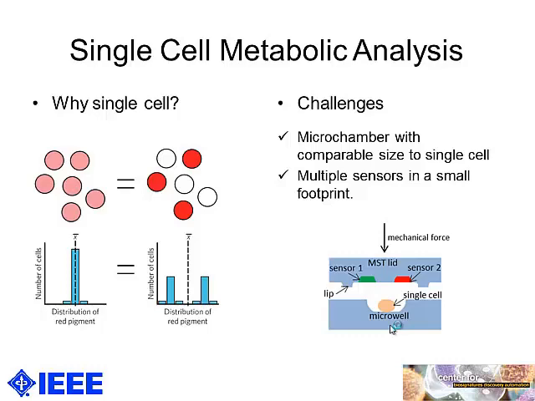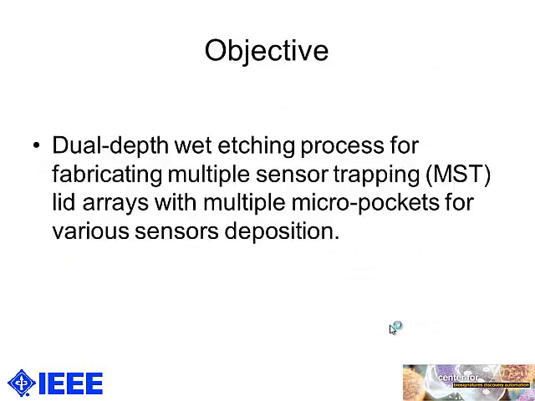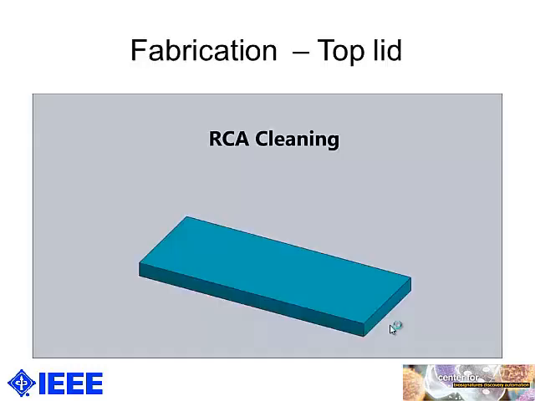So this leads us to make multiple positions for depositing the multiple sensors like this structure. Our goal is to use the method of dual depth wet etching to fabricate multiple sensor trapping lid arrays, in which each array has multiple pockets for the multiple sensors. This video is a demonstration of fabricating the top lid arrays in the class 100 clean room.